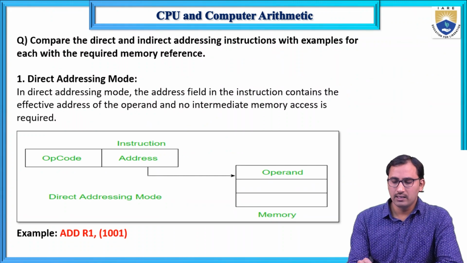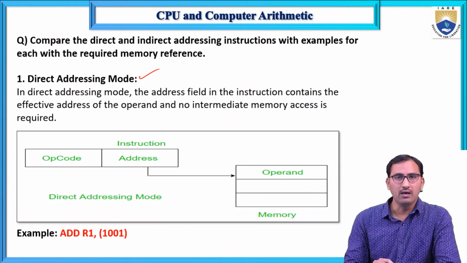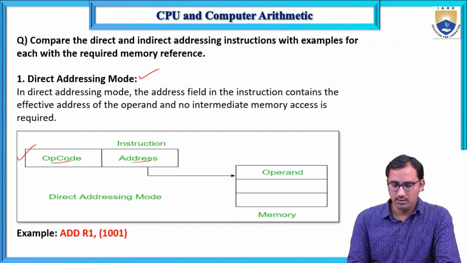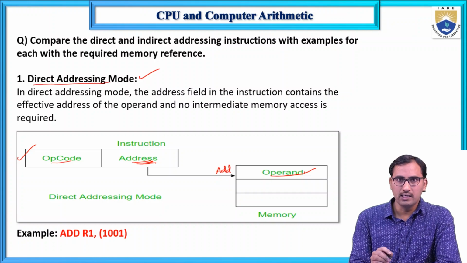Compare the direct and indirect addressing instructions with examples for each with the required memory reference. So direct addressing mode. In direct addressing mode, the address of the operand is given directly in the address part of the instruction. See here, this is the format of the instruction. The instruction consists of two fields, opcode and the address field. This is the address of the operand, so the operand is available in the memory. In order to access this operand, we require some address. That address information is given directly in the instruction part. That's why it is called direct addressing mode.